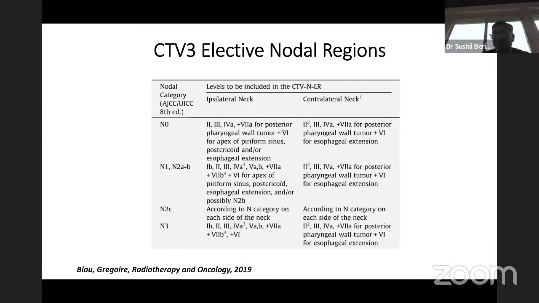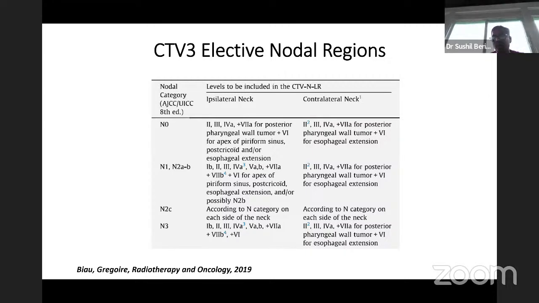The elective node principle is very similar to oropharyngeal cancer. The only difference is when the disease involves the apex of the piriform sinus, you also include the level 6 or anterojugular nodes. So that's one difference for N0 disease. And the rest of it is more or less similar, but the only difference, as I mentioned before, is that for oropharynx we don't chase level 6 nodes, but for locally advanced hypopharyngeal cancer, or apical involvement of the piriform sinus or postcricoid region, we also include level 6 node in our volume. So that's one major difference between oropharynx and hypopharynx.